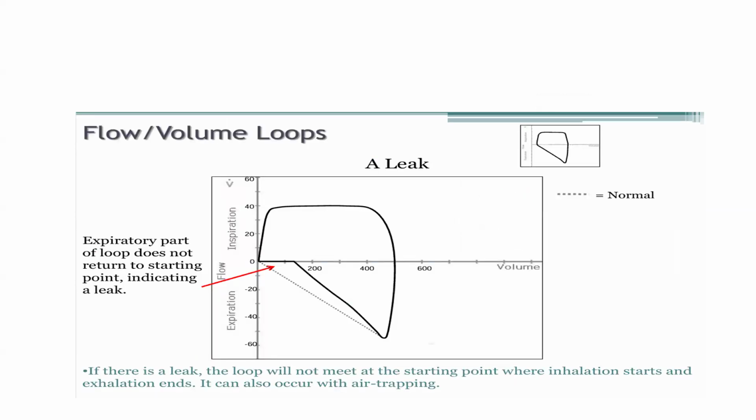So this is again the flow volume loop with a leak. If there is a leak, the loop will not meet the starting point where inhalation starts and exhalation ends. It can also occur in air trapping. As we can see here, the expiratory part of the loop doesn't return to the starting point, indicating a leak.